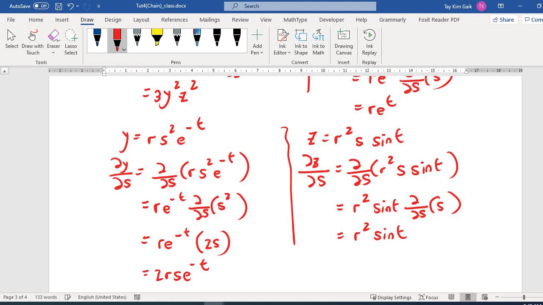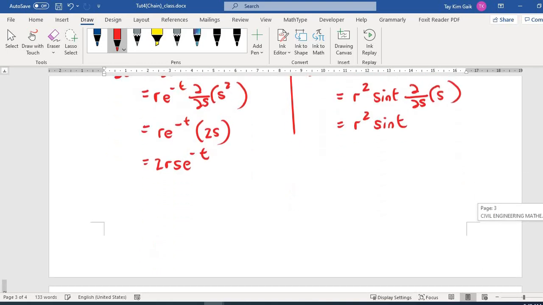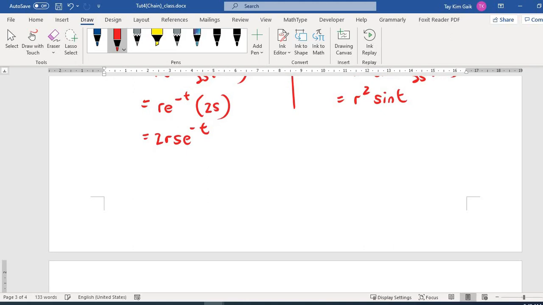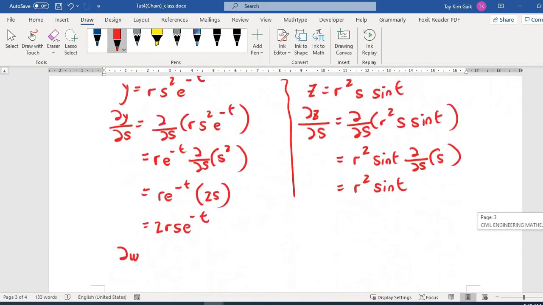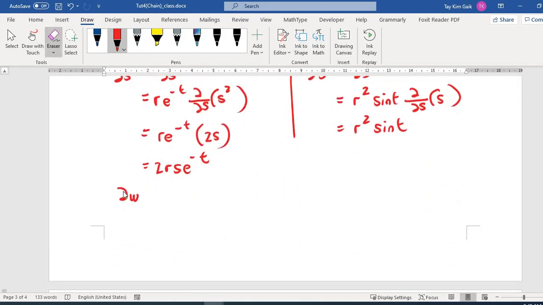Okay, now plug in the sum of products of these partial derivatives. You will get your ∂u/∂s.